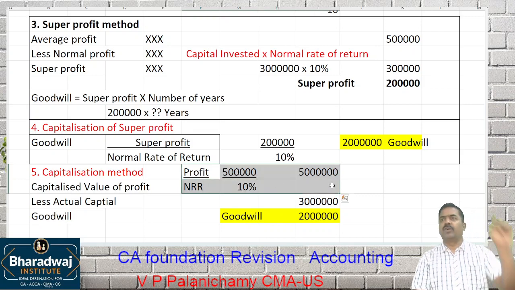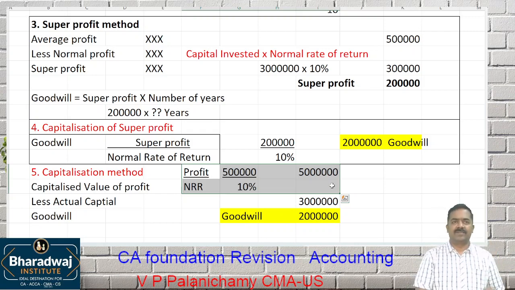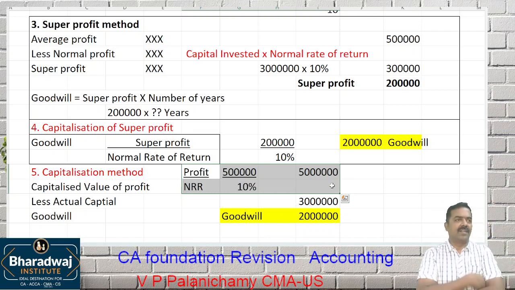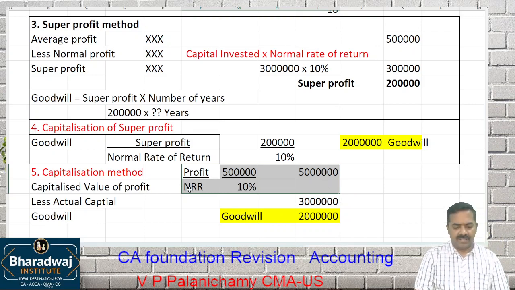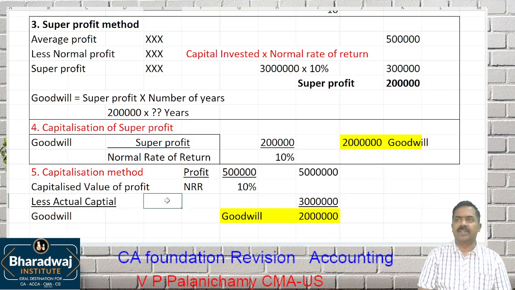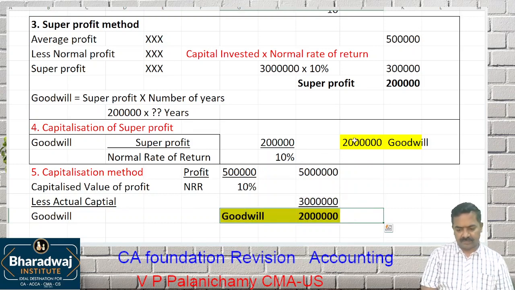For this profit, how much capital? How much profit have you earned? 5 lakhs. For this profit, what is the capital required? In a business we earn 5 lakhs. If the expectation is 10%, how much capital is needed? 50 lakhs. Okay, but capital is only 30 lakhs. Otherwise, it is like what can be earned with 50 lakhs, is earned with 30 lakhs. So difference is which one? Goodwill.